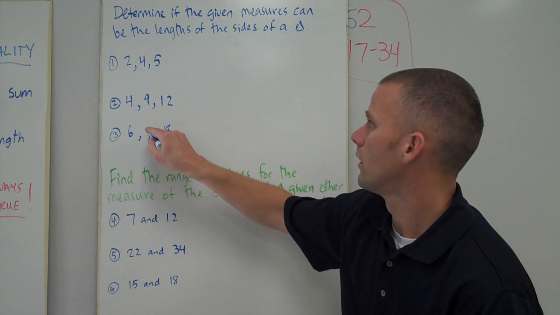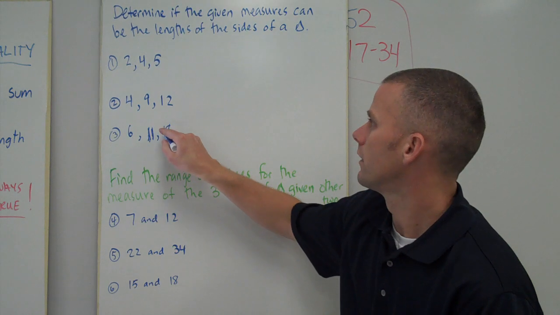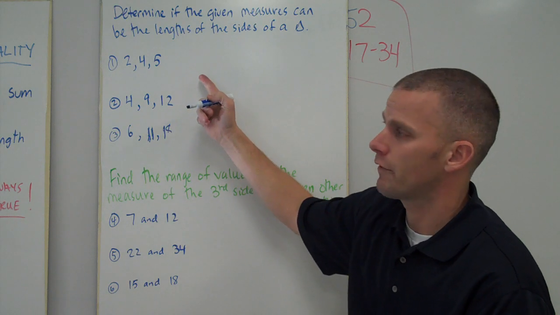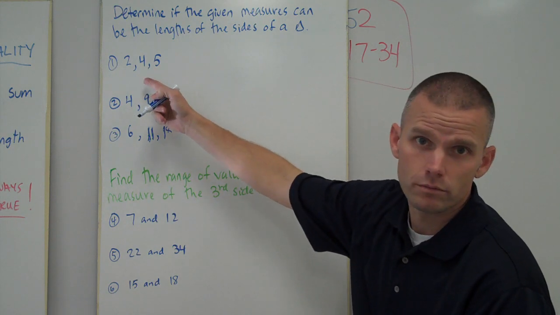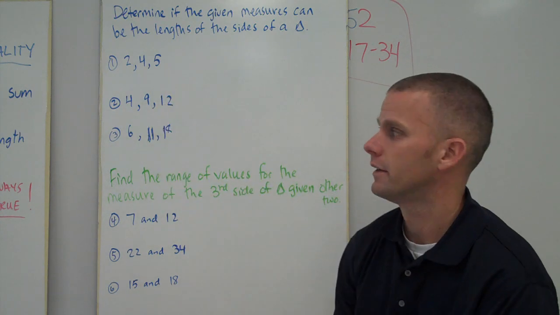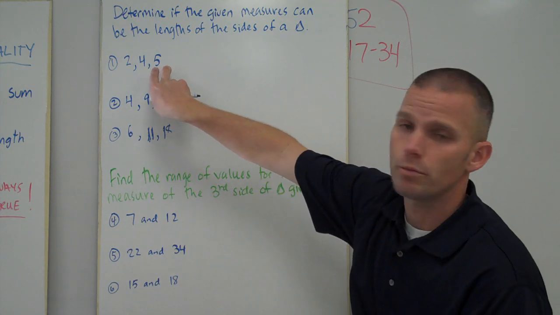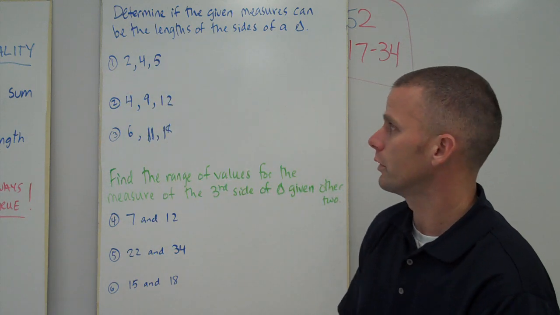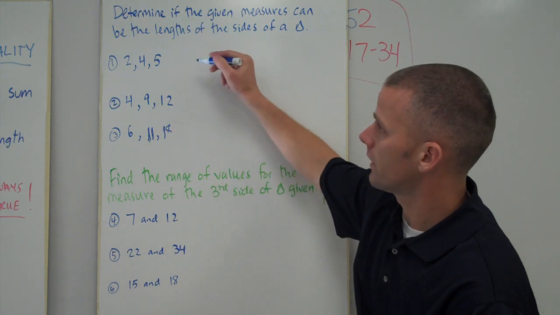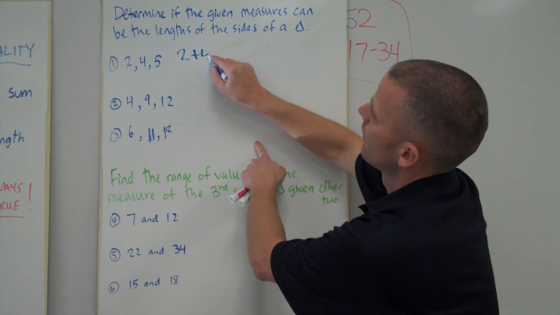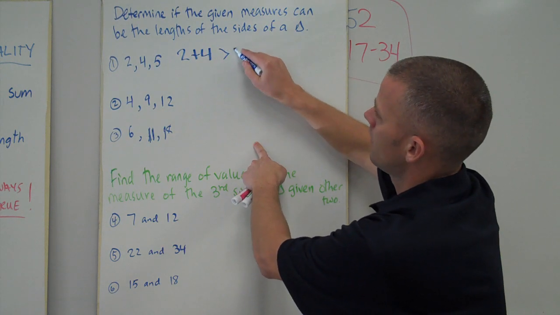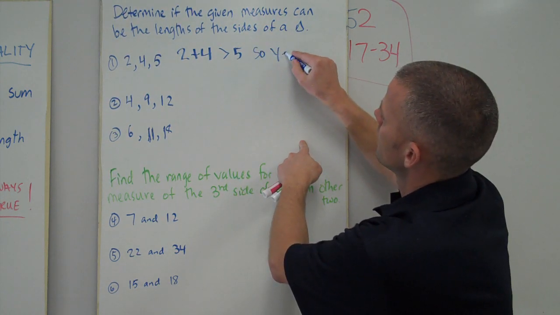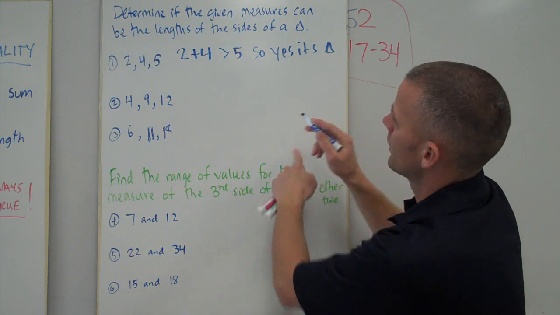So, to determine that, I've got 2, 4, and 5. If I'm going to have a triangle, then two sides added together should always be bigger than the third side. Well, obviously, if I take the two biggest lengths and add them together, they'll always be bigger than the smallest side. So really what you need to focus on is the two smallest sides. So if I take 2 plus 4, and I add those together, is that sum bigger than 5? In this case it is. So yes, it's a triangle.